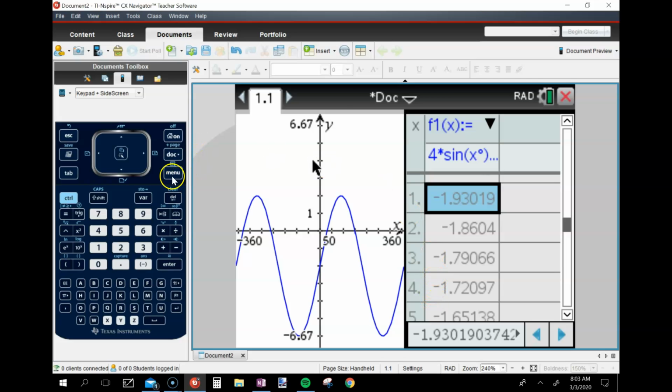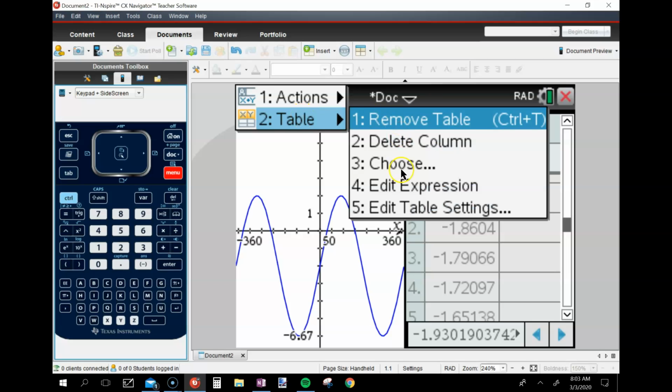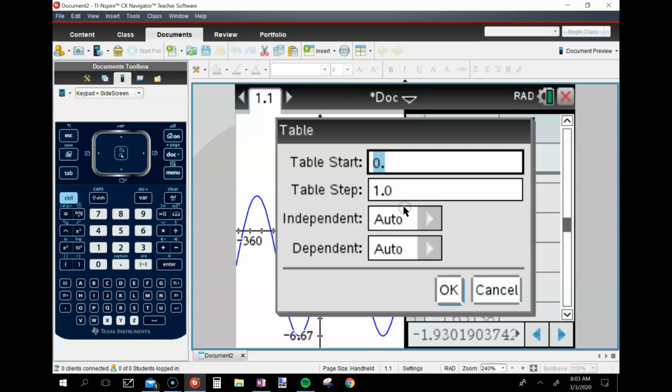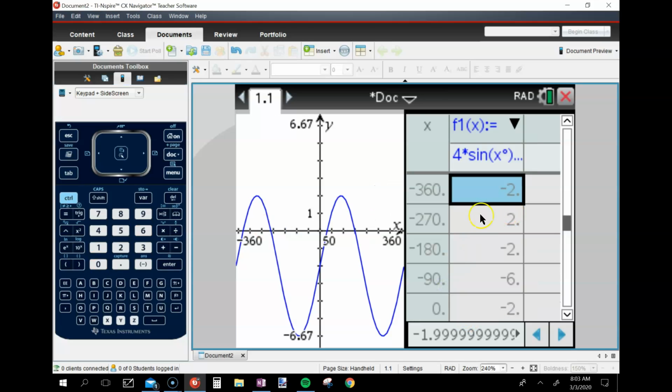No, so I'm going to go to Menu, Table, and change my table settings to jump by 90. I'm still starting at 0. Now, if I really didn't want to start at 0, maybe I want to start it all the way at the beginning. I'm going to start at negative 360 and jump by 90. So what's that going to do? That's going to bring me all the way to the beginning, right? So what do I got? Negative 2 to 2 to negative 2 to negative 6. Back to negative 2. Get the idea, right?